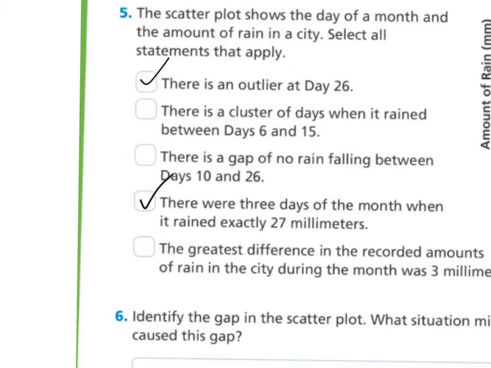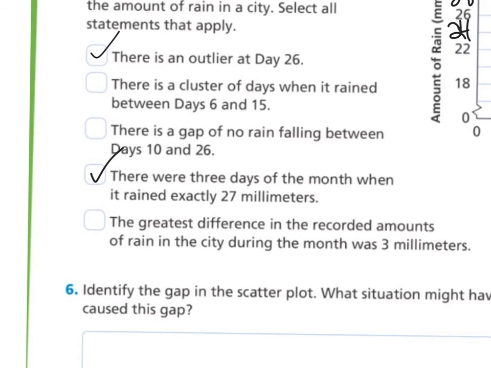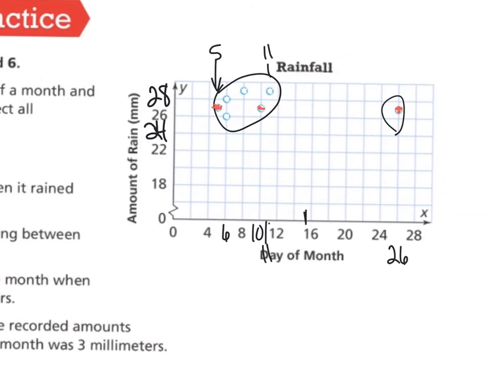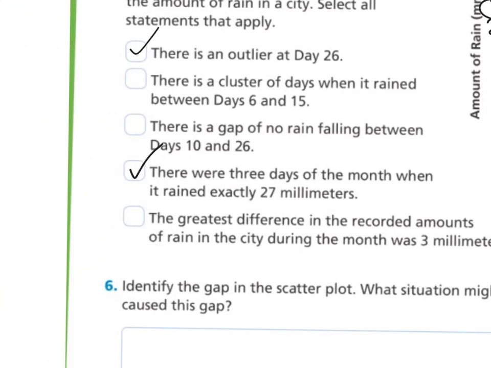And then the last one, greatest difference in the recorded amounts of rain in the city during the month was 3 millimeters. And this one actually would work as well. If we look, our lowest amount of rainfall was 26. Our highest is up here above the 28. Halfway between 28 and 30 would be 29. So we had 26 and 29, and that's a difference of 3 millimeters, 29 minus 26. So we can check that one off as well.